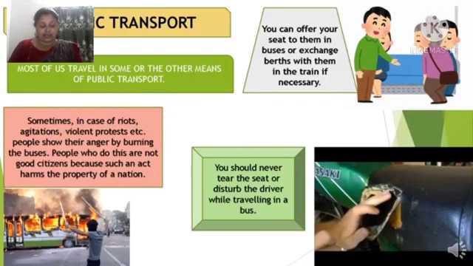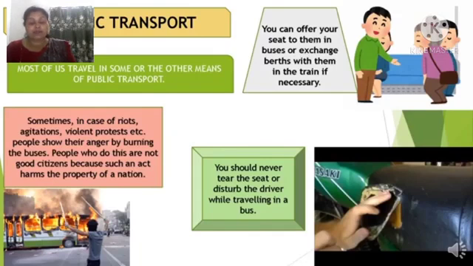Sometimes in case of riots, agitation, violent protest, etc., people show their anger by burning the buses, and people who do this are not good citizens. They are not considered good citizens because such an act harms the property of our nation.